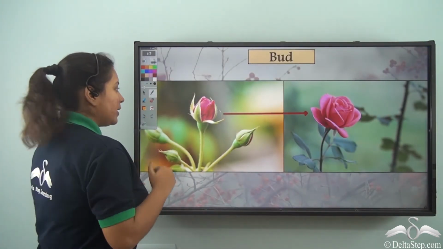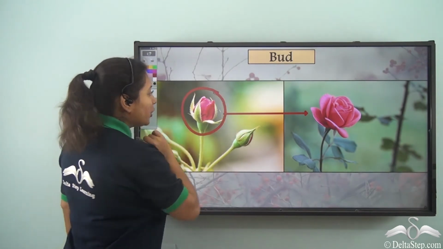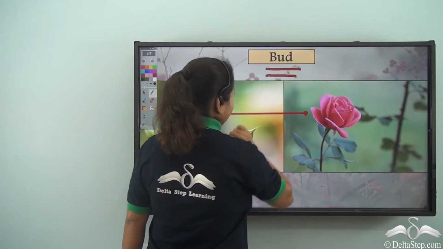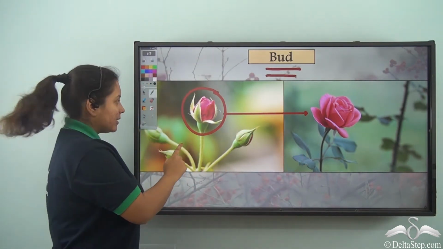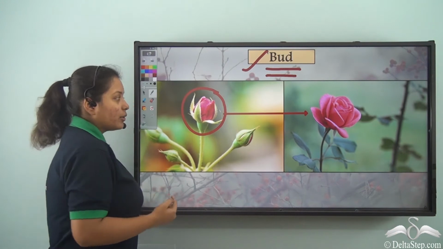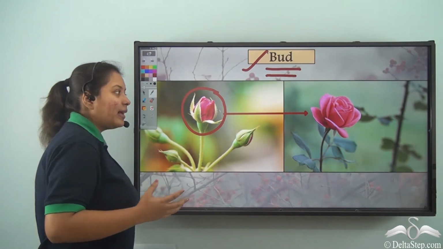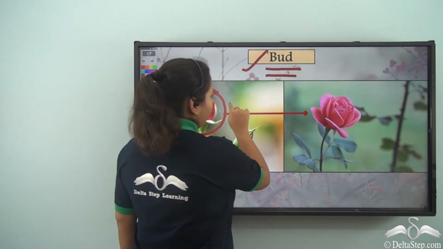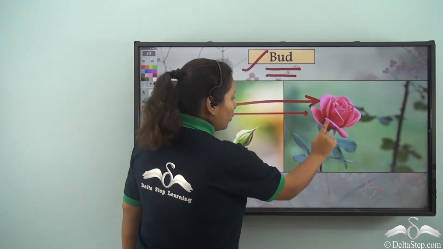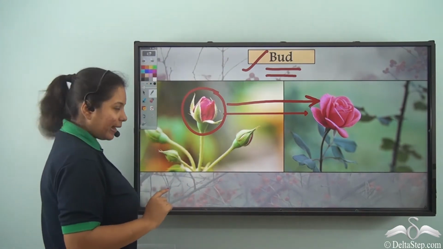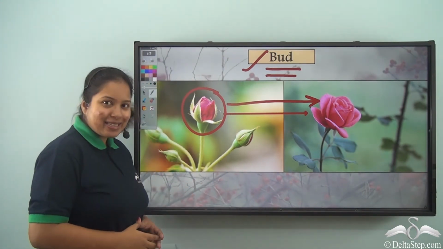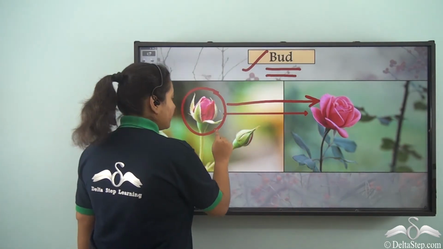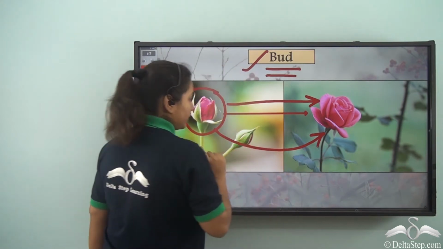Now, here we see a beautiful thing. Do you know what this is? Well, this is known as a bud. What is this called? It is a bud. And how does it help the plant? Well, the beautiful flowers that we get are actually from the bud. Over here we see a rose, right? We all love roses, isn't it? And from where do we get these roses? Well, it comes from the bud.